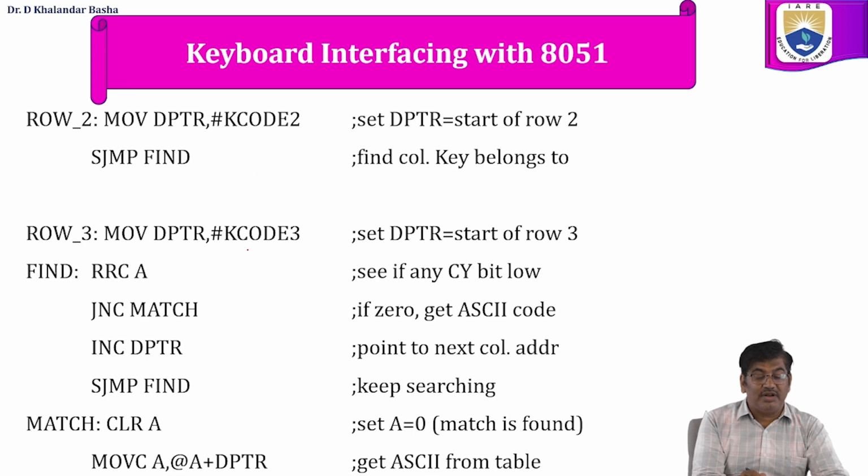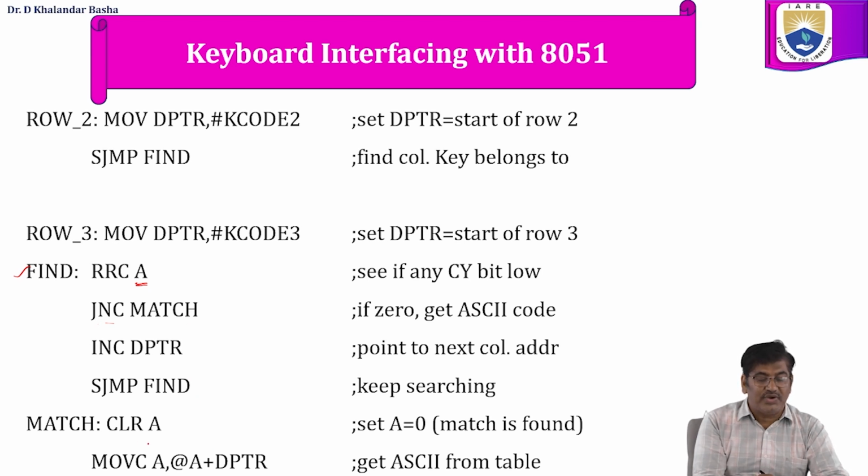Once one of the keys is pressed, it comes to the label find. Whatever columns were read, which are in the accumulator, we now rotate towards the right side by 1 bit along with the carry. When JNC, when no key is pressed or carry is equal to 0, then we are going to get the ASCII code. Then we go for incrementing the DPTR, then again loop to find.